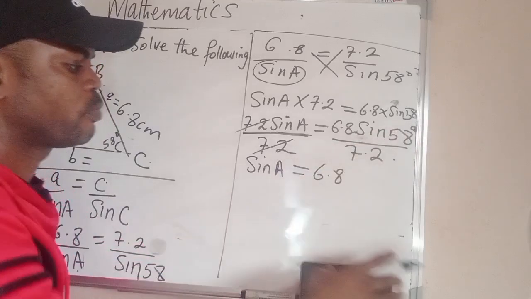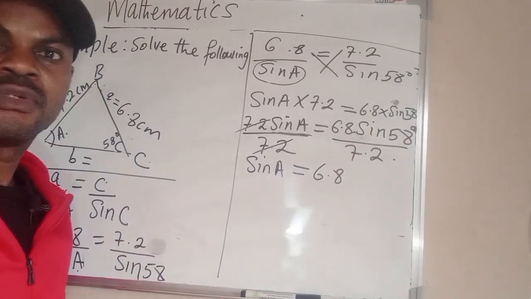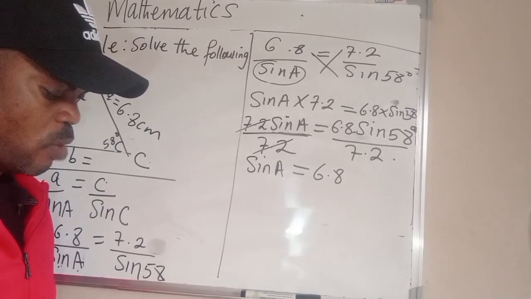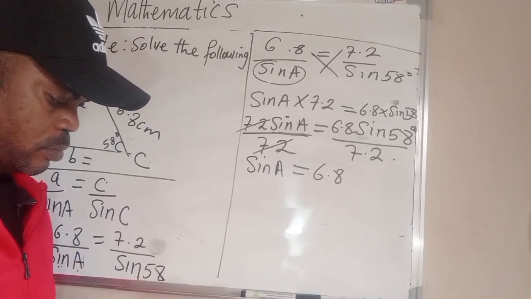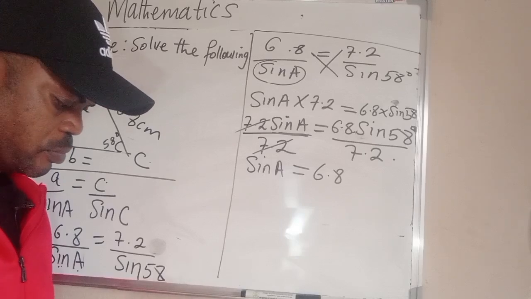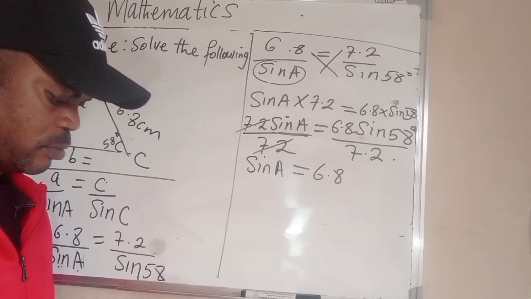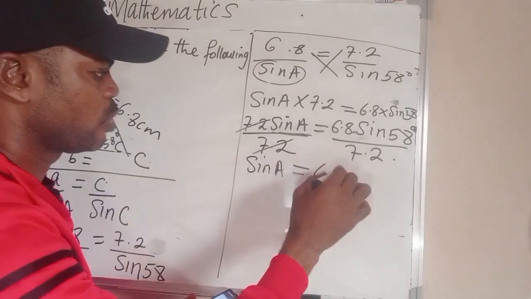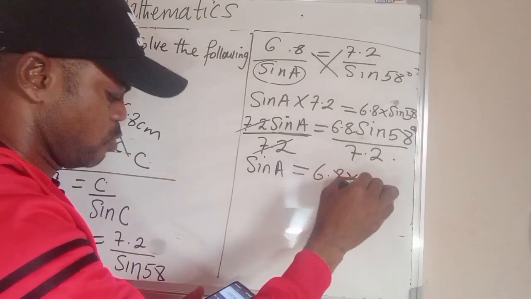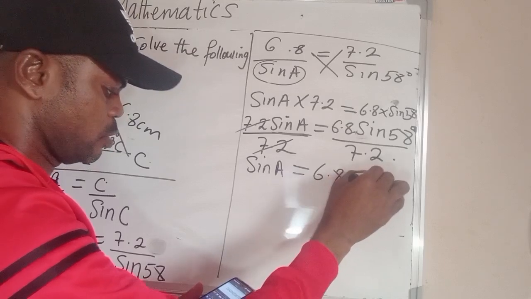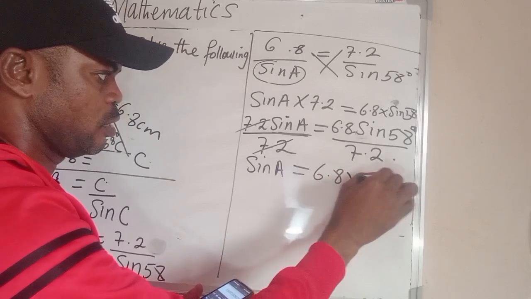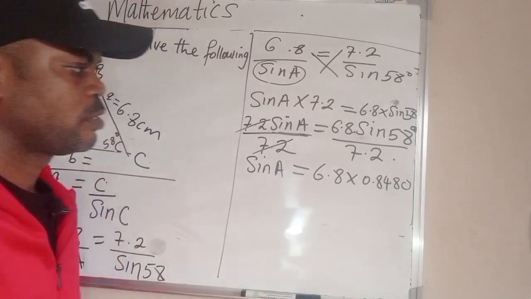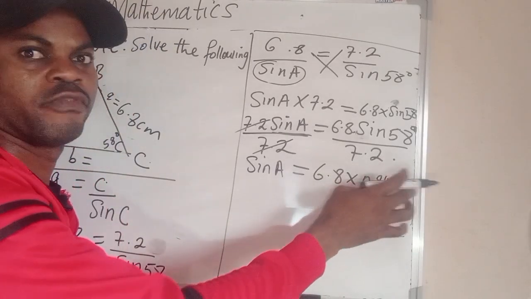6.8. I'm going to press the calculator to get my sine 58. What is sine 58? Sine 58 will give you 0.8480. Take up to 4 decimal places, which is 1, 2, 3, 4.